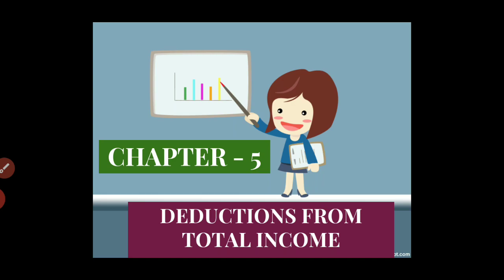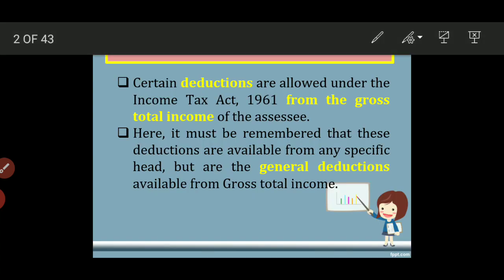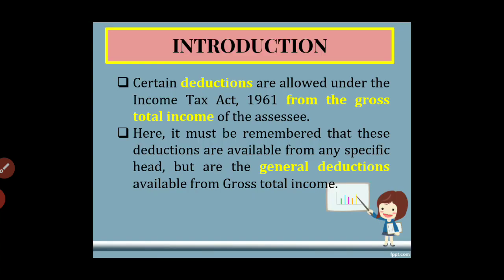Today, before moving ahead, let's take a glance at this chapter. Generally, what do you mean by deductions? Deduction means certain deductions are allowed under the IT Act 1961 from the gross total income of the assessee. Generally, any assessee under the IT Act can claim a certain amount of deduction from the gross total income, and that is why it is called the general deduction. Why do we call it the general deduction? Because such deductions are not available under any specific head of income.